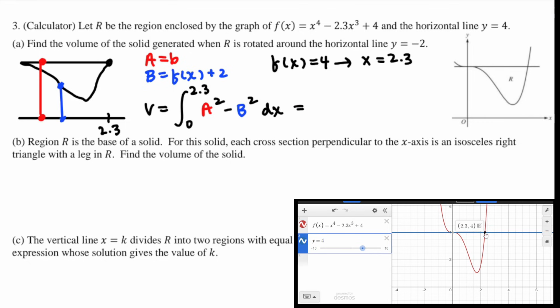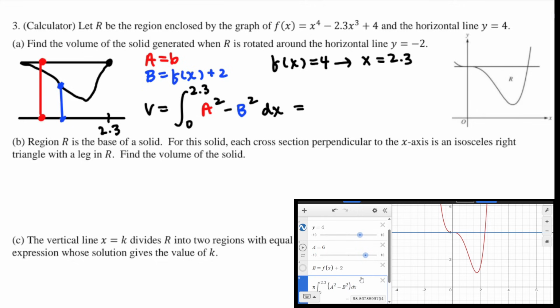And then we can let the calculator do the rest of it here. So I'm going to type in a equals 6 and b equals f of x plus 2. Then I'm going to say pi times the integral from 0 to 2.3 of a squared minus b squared dx, and I'll get 98.868.